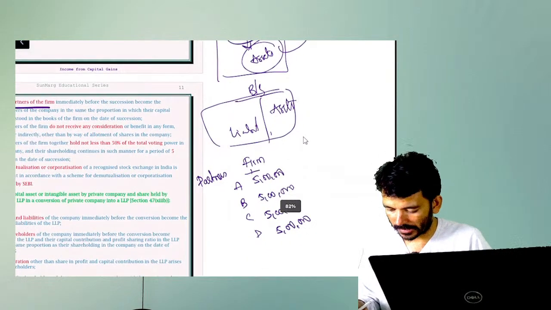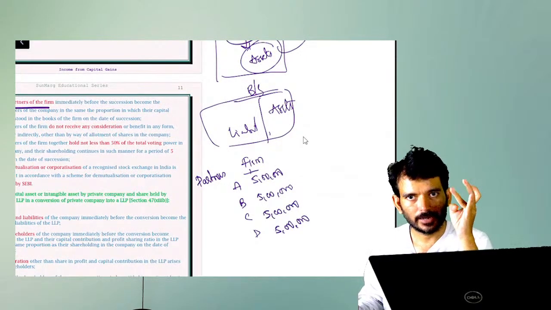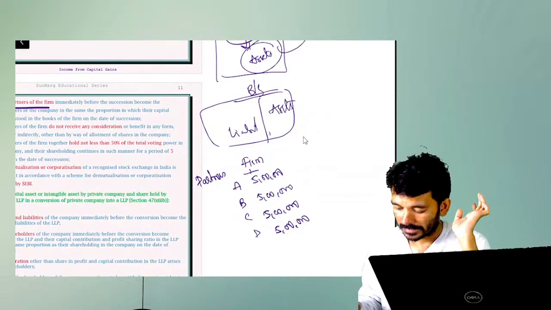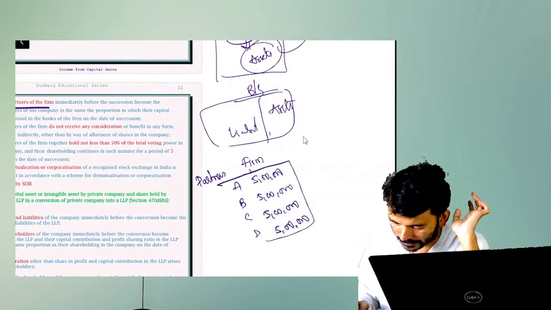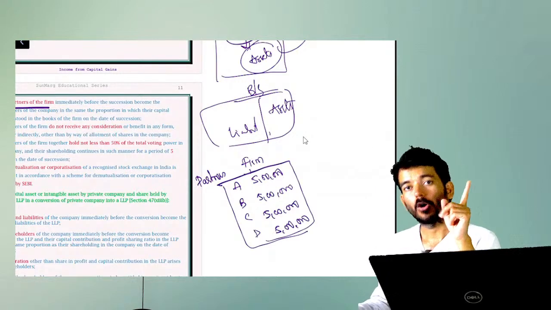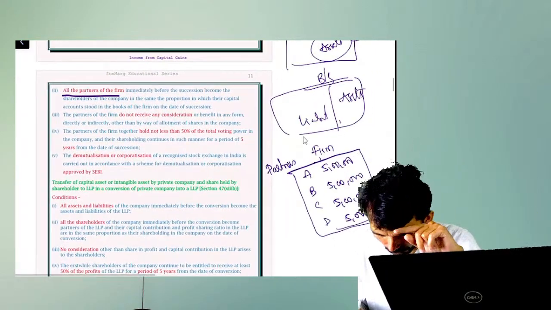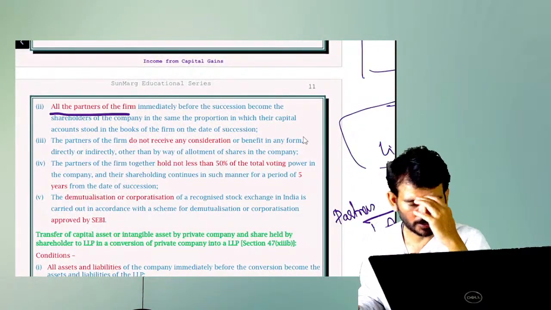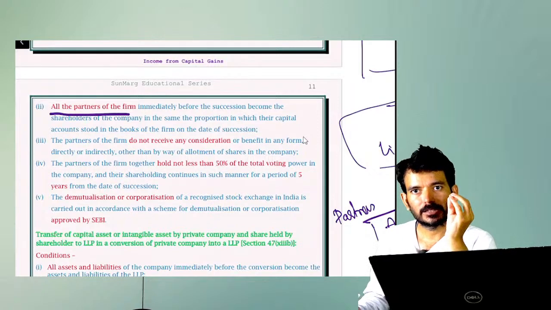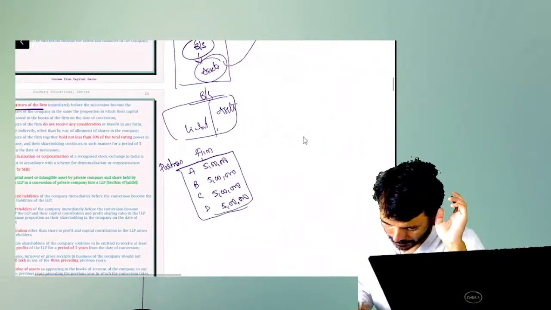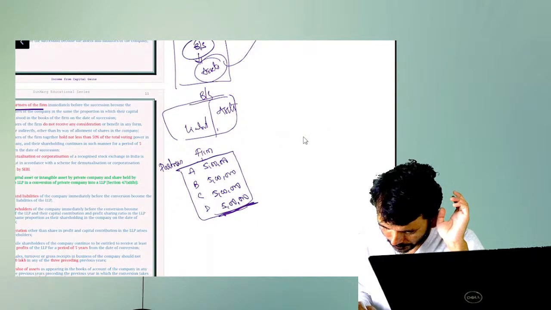Okay. So now what they are saying is all the assets and liabilities immediately before the succession of the firm should become the assets and liabilities of the company. This is very clear. Second thing, all the partners, whoever is staying there, should become the members of the company, not all. Okay, all, but their stake should be at least 50%. What do you mean by that? Now how much it is becoming?